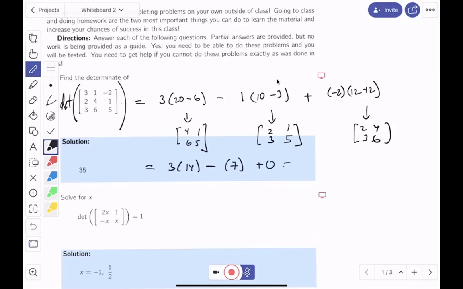Let's keep going. 3 times 14, let's see, that's going to be 30 and 12, 42. Minus 7 plus 0. That's 35. The determinant is 35.